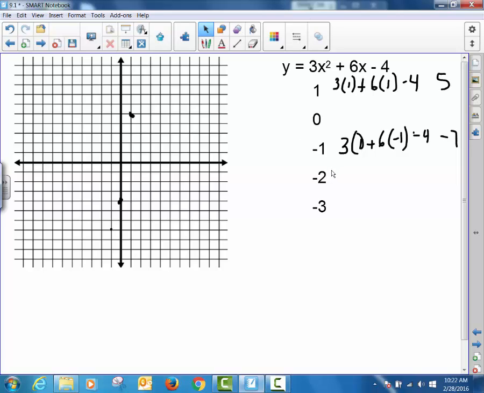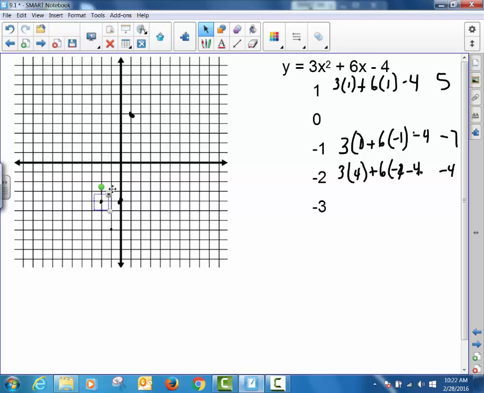Okay? Now we do negative 2. Negative 2 squared is 4, so 3 times 4 plus 6 times negative 2 minus 4. So that gives us, well, my marker's giving me trouble. I really apologize. 3 times 4 is 12. Minus 12 is 0. Minus 4 is negative 4. So we have negative 4. So negative 2, negative 4.